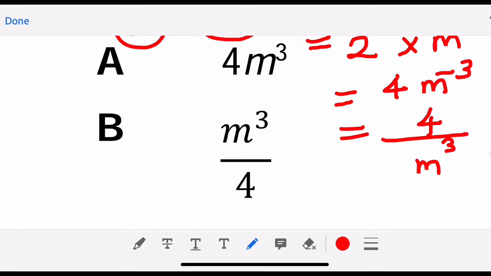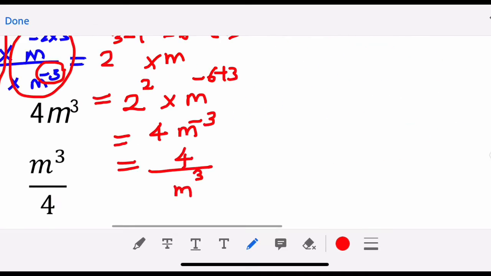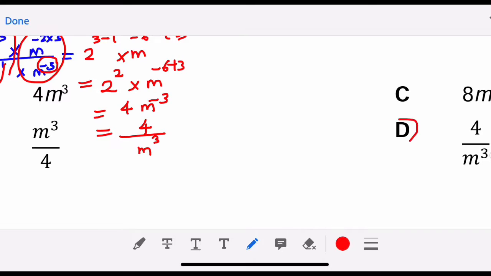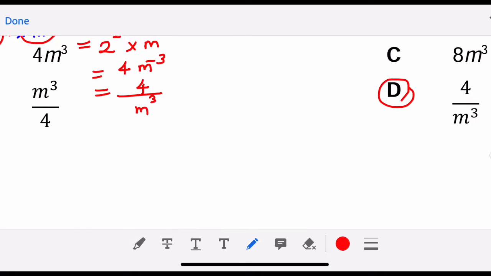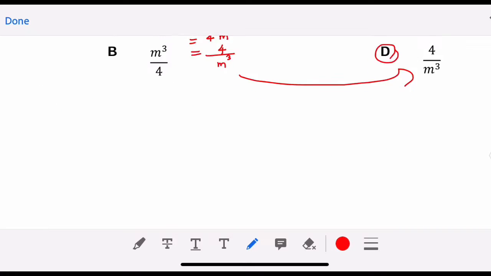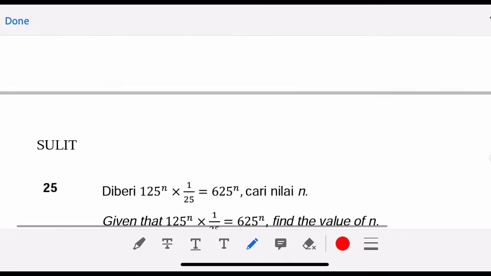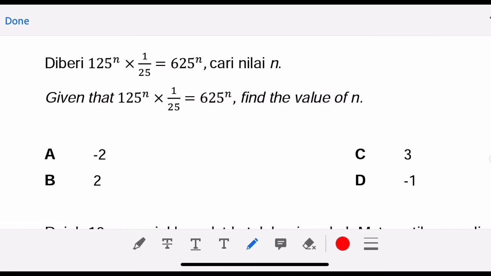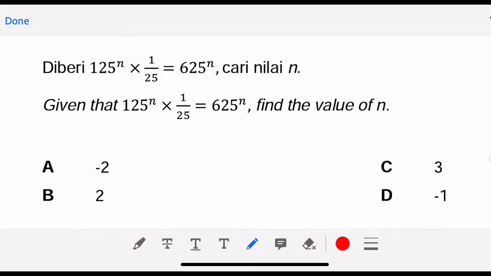Let's see the answer. Not A, not B. How about C? Yeah, the answer is C. Alright, so we have completed 24. Let's proceed to question 25. Remember, you must practice every day so that you can get good results.